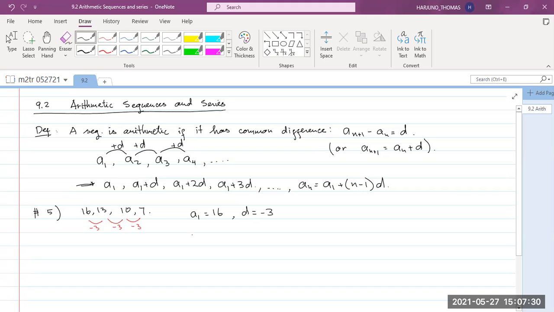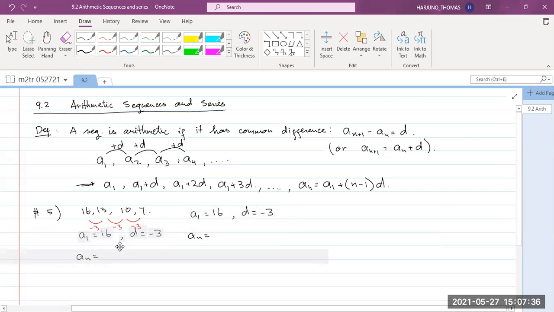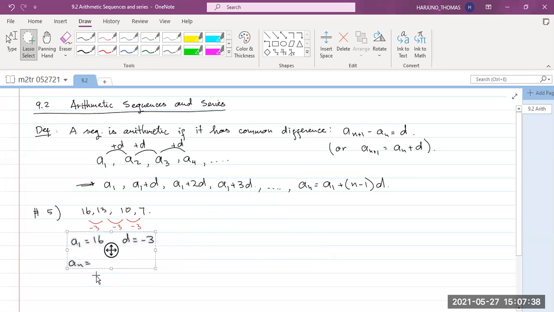So the nth term, let me do it below that, will be the first term plus n minus 1 times the common difference, and then we simplify. Now you see that it actually mimics a linear function. Do you see that? So any sequence whose terms look like a linear function will be an arithmetic sequence.